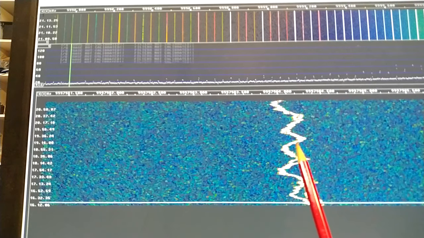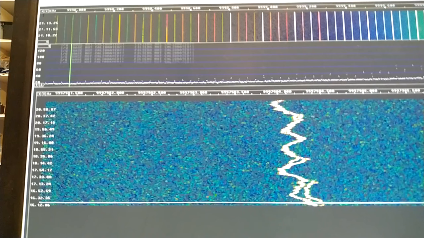So there is a lock range. I don't know exactly, because both may be affected by this phenomenon, but probably not. So one is, or the other is affected by something.